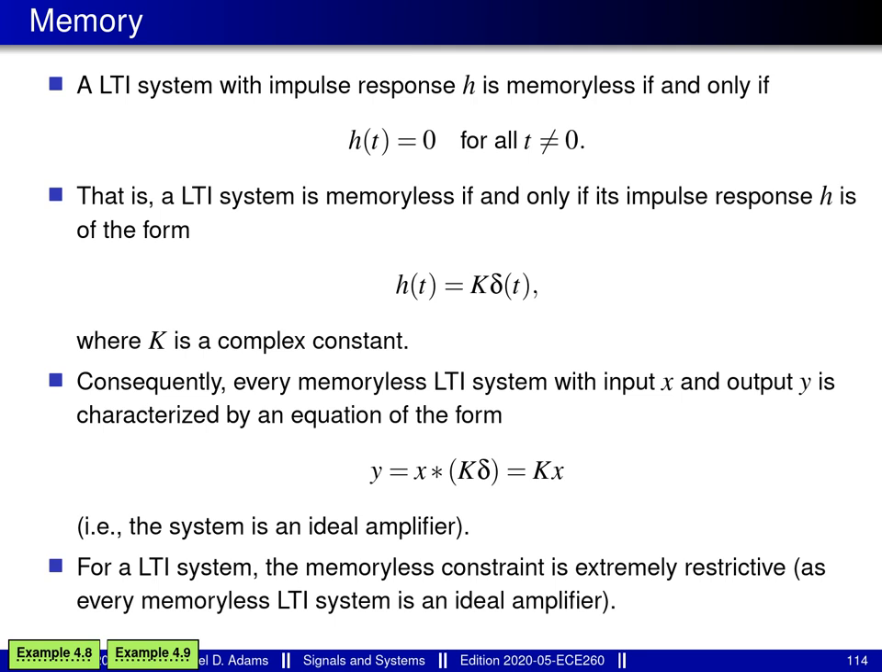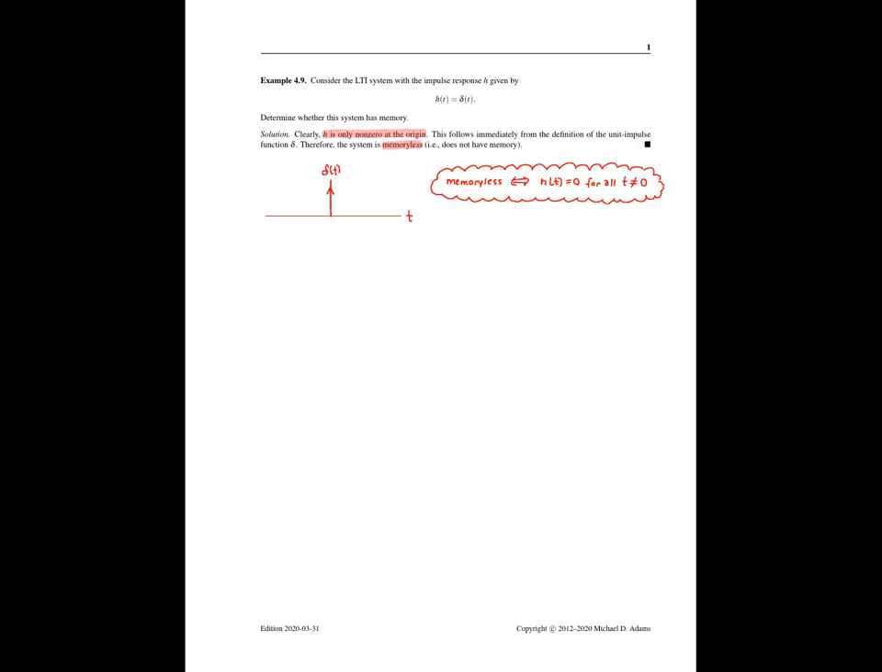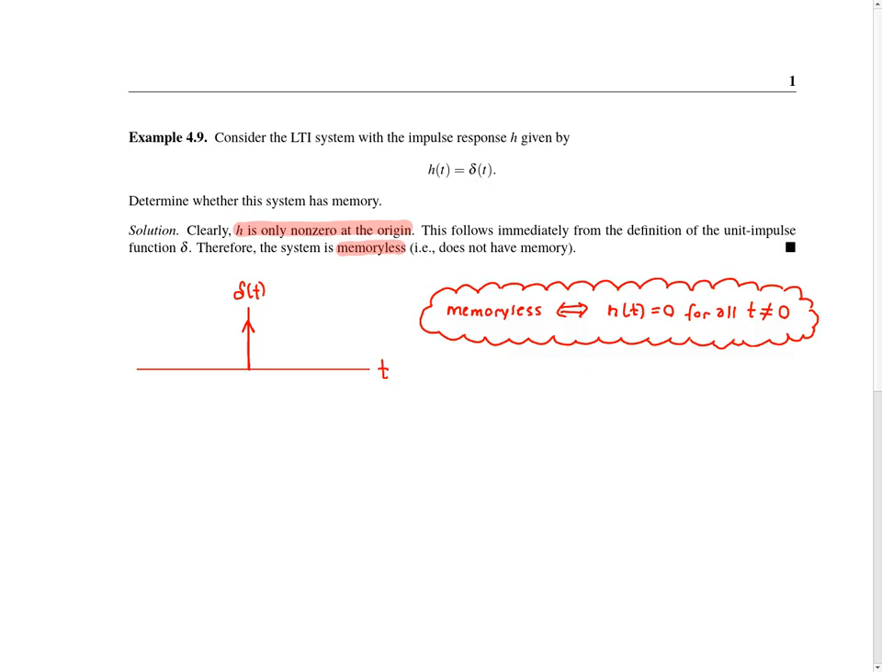The next example I'd like to consider is example 4.9. In this example, we're given an LTI system with the impulse response h, where h is given by this particular equation here. In other words, h is simply the delta function, and we're asked to determine whether the system has memory, or conversely, whether the system is memoryless.